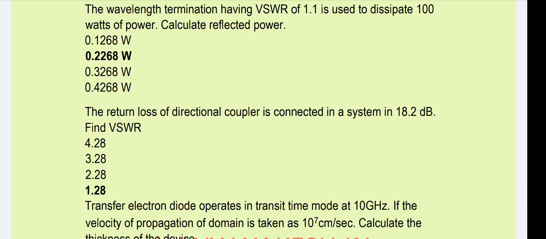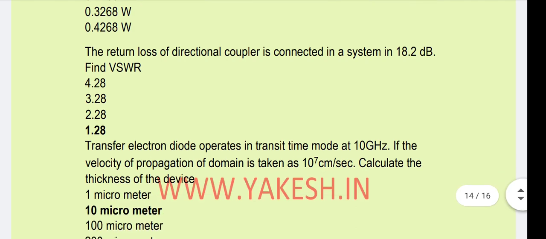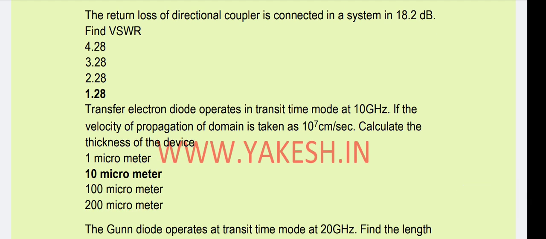The load having VSWR of 1.1 is used to dissipate 100 watts of power. Calculate reflected power. Option B is the correct answer, 0.2268 watt. Return loss of directional coupler connected in a system is 18.2 decibel. Find VSWR. Option D is the correct answer, 1.28.